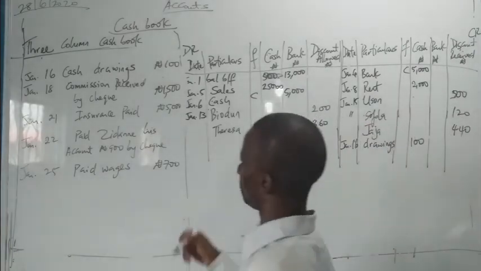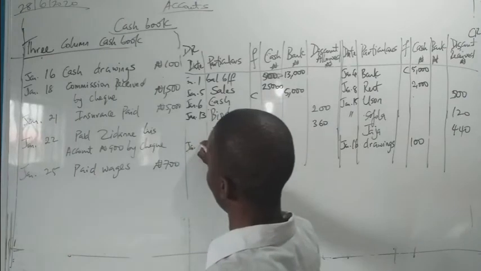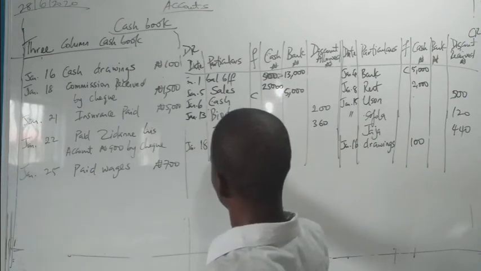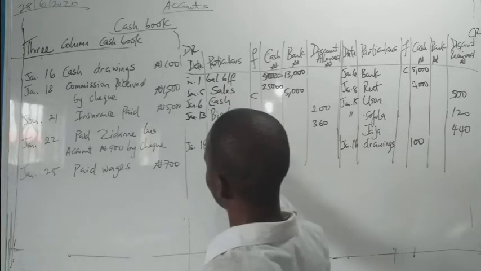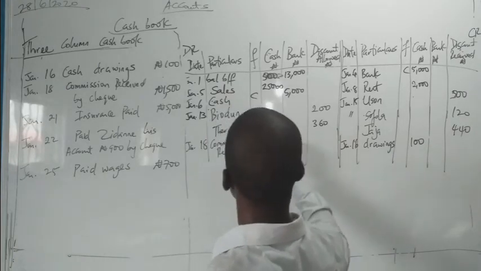Commission received by check. Money is coming into the business in form of income, which is commission. Commission received 1,500 check.